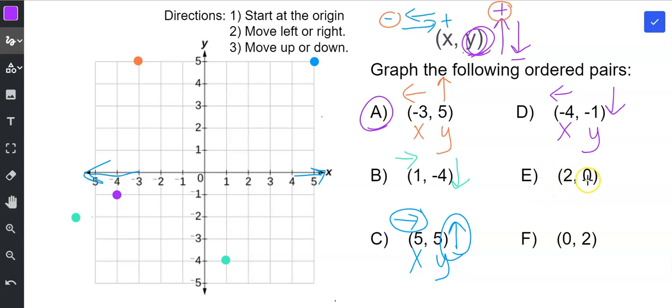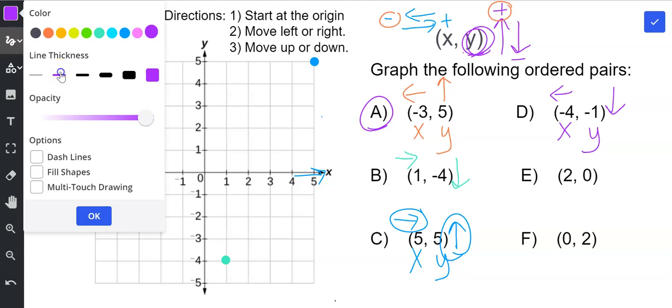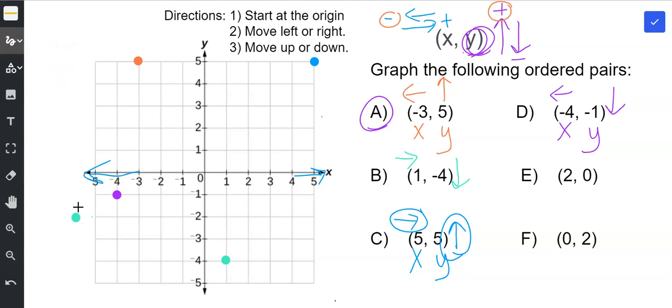Okay, that brings us to 2, 0. So I'll go ahead and change my thickness and change the color, and then I'll draw my arrows. So the X value is a +2, so that means I go to the right. Then the Y value is 0, so that means that I do not go up or down. So I'm just going to cross out the up or down.